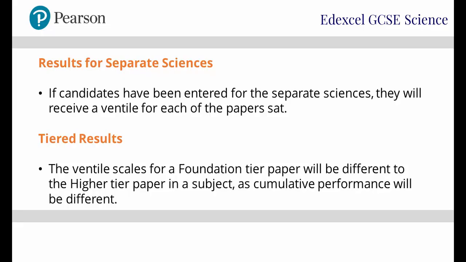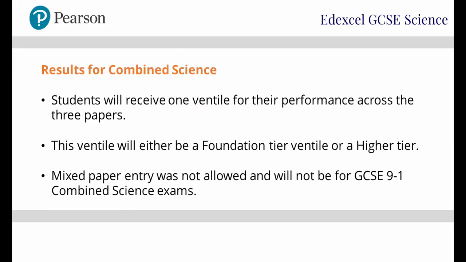The Ventile scales for a foundation tier paper will be different to a higher tier paper, as cumulative performance will be different. For combined sciences, a student will receive one Ventile for their performance across 3 papers. This Ventile will be either in a foundation tier or a higher tier. Mixed paper entry was not allowed and will not be allowed for GCSE 9:1 combined science exams.